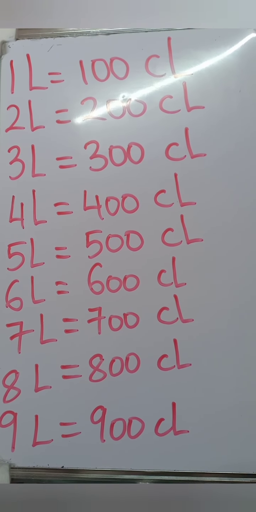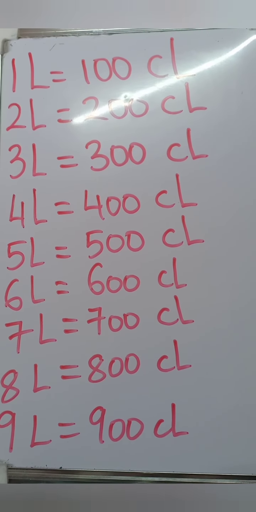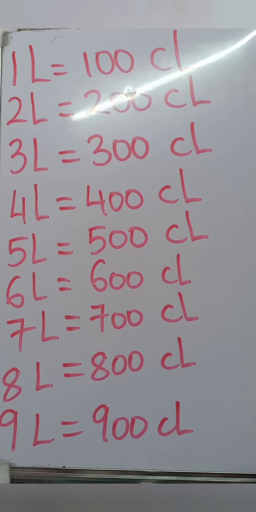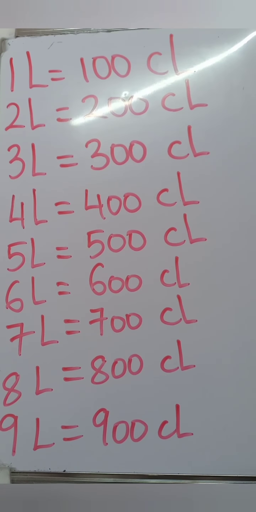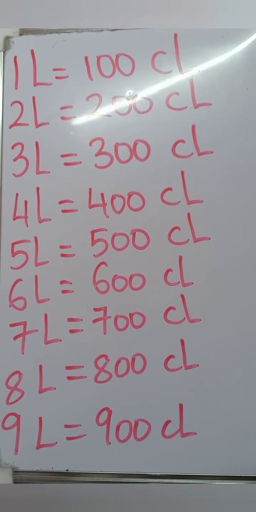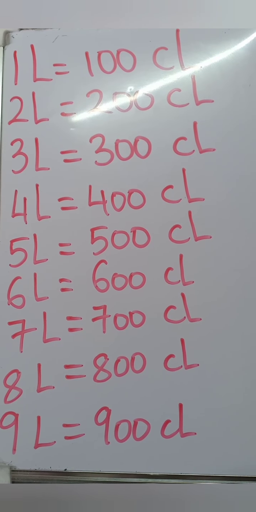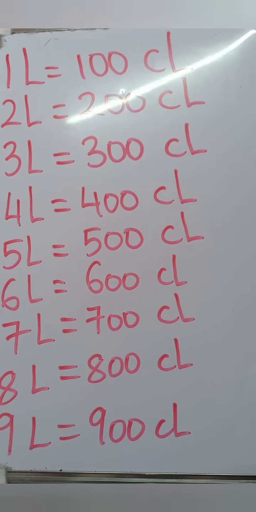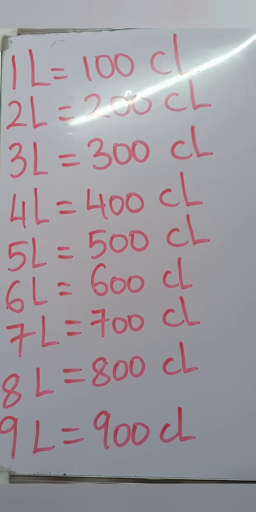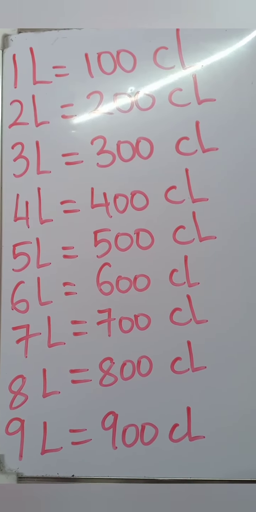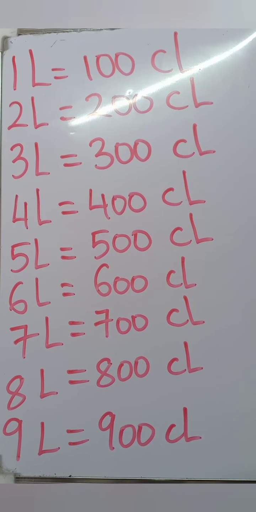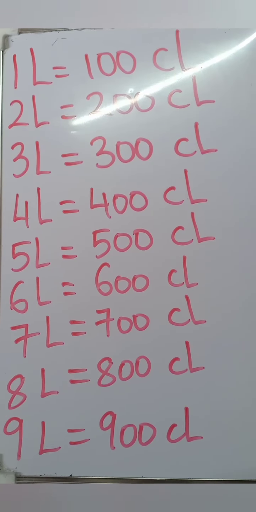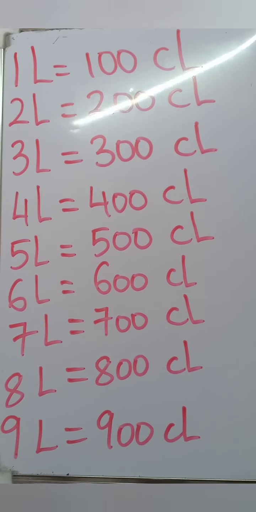1 liter is equal to 100 centiliters. 2 liters. If 1 liter is 100 centiliters, then 2 liters is 200 centiliters. 3 liters is equal to 300 centiliters. 4 liters is equal to 400 centiliters. 5 liters is equal to 500 centiliters.